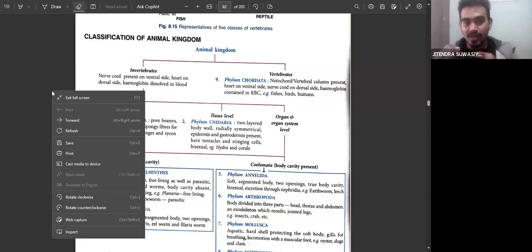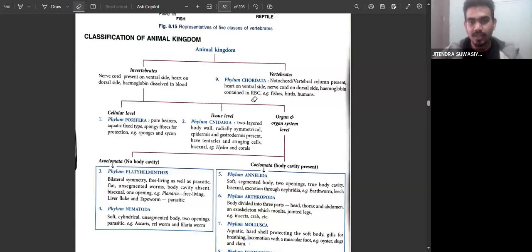So in phylum chordata, the animals which belong to it have their heart on the ventral side. So where is the ventral side? If this is an animal, the heart will be present on this side, not this side. That is the ventral side. And the nerve cord is present on the dorsal side. Dorsal side means this side.